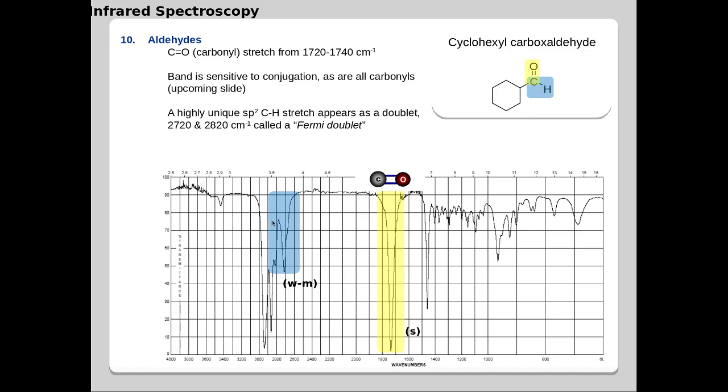We expect a Fermi doublet here, and we do have a Fermi doublet structure. The only thing is that the higher frequency band of the Fermi doublet overlaps with the sp3 C-H vibrational bands of the cyclohexane system. So the band of the Fermi structure is there, but it overlaps with the sp3 C-H vibrational bands. The rest of the lower frequency region of the spectrum is due to the cyclohexane ring structure.